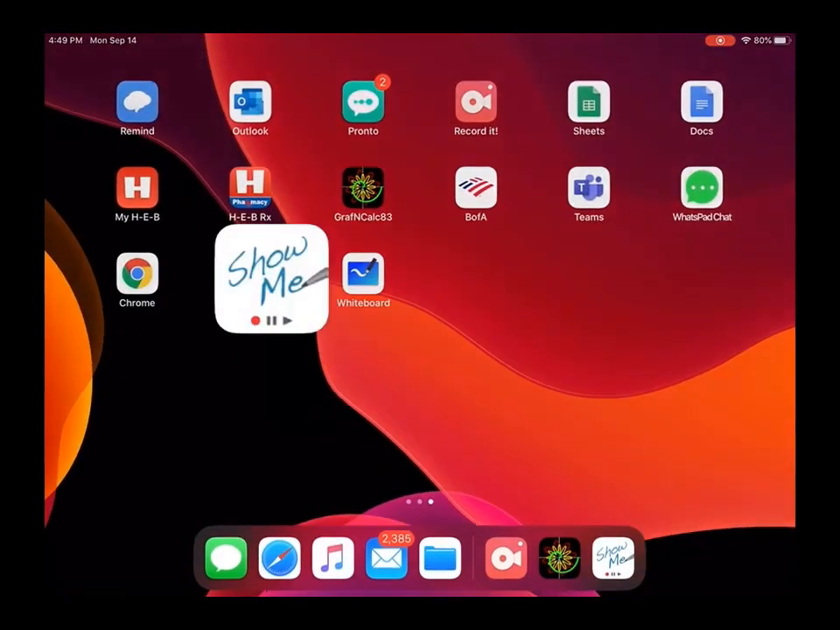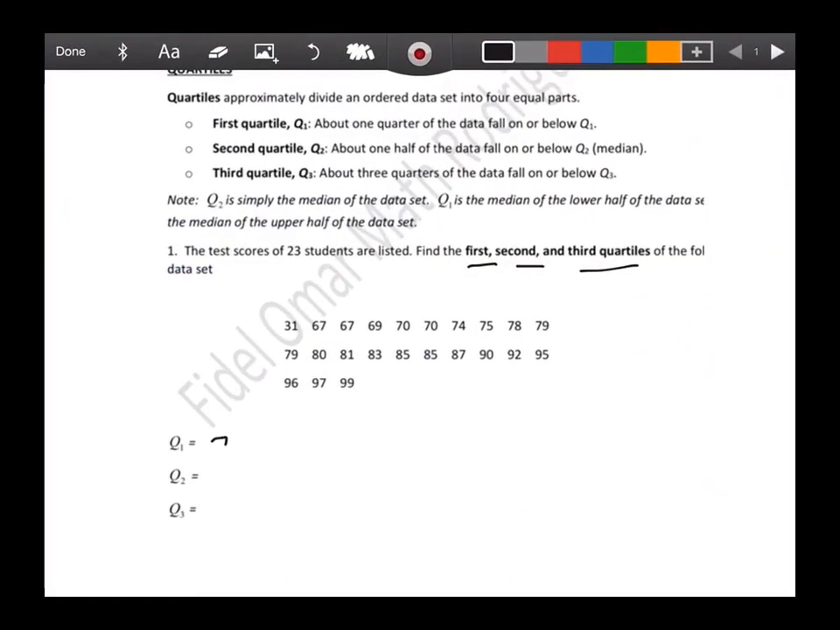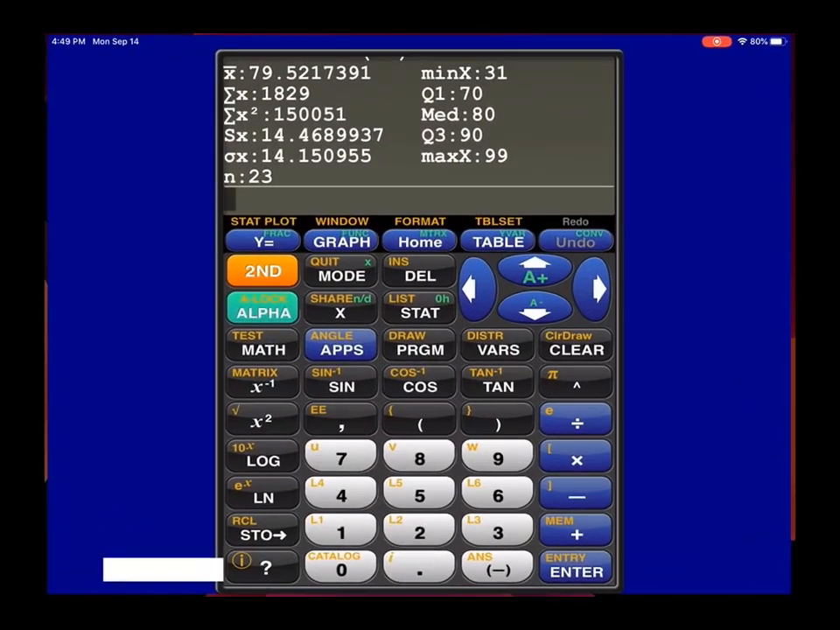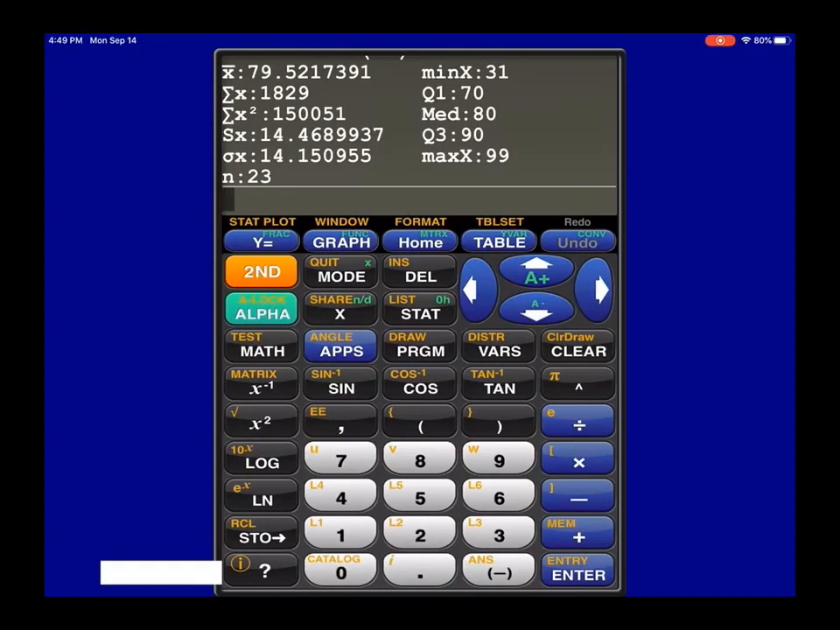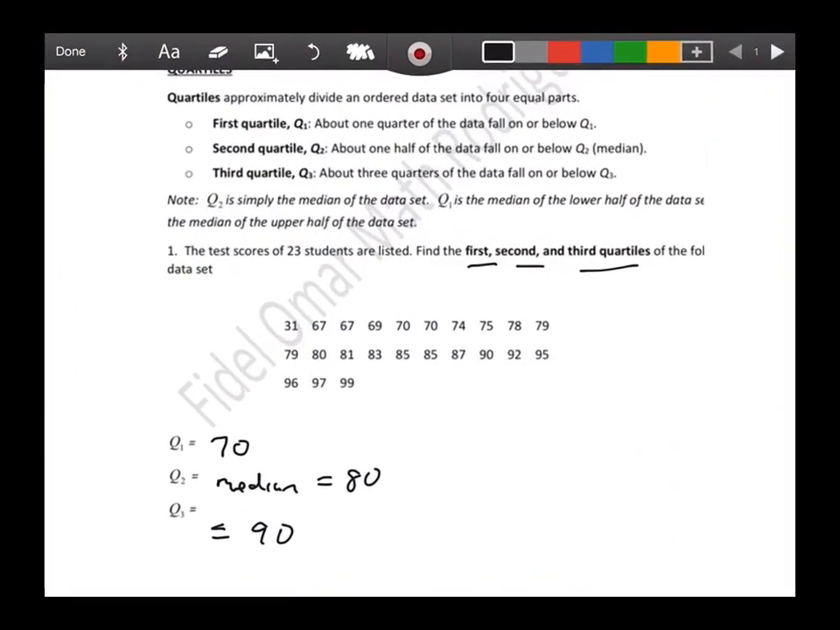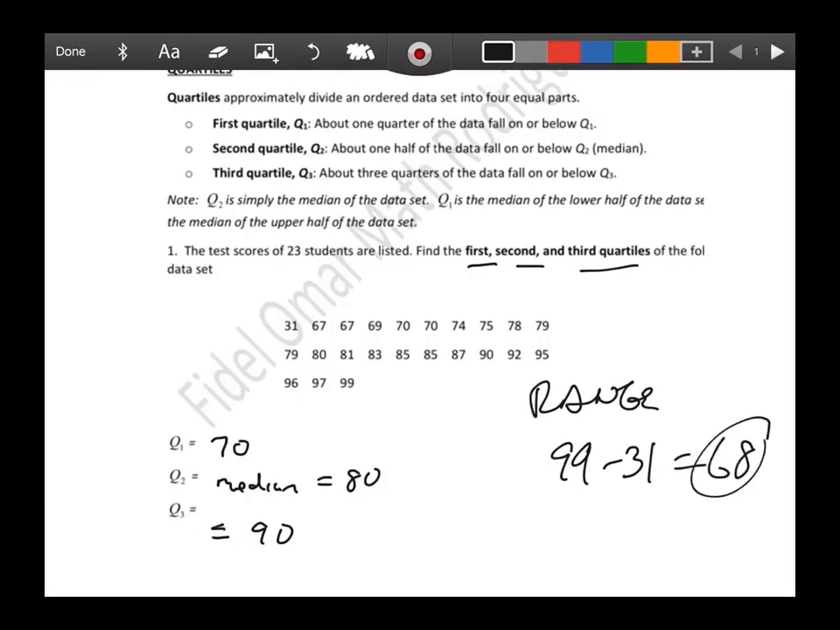So if I come back over here, it asked me to find Q1. Well, Q1, according to that, was 70. Q2 is the same thing as the median, which was 80, and Q3 was 90. So again, if you want to verify, they're right here in the second column, 70, 80, 90, right? If I wanted to find my range, remember, it's my biggest number minus my smallest. The biggest, according to my calculations here, 99 minus 31. So if I wanted to find the range, I could say, well, it's 99 minus 31, which would be 68, right? That would be my range.